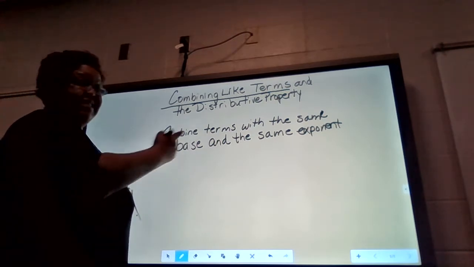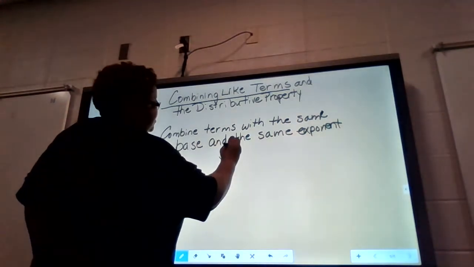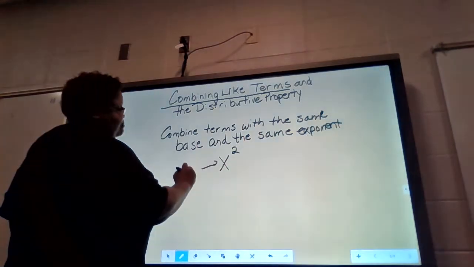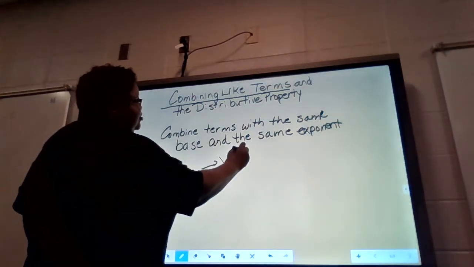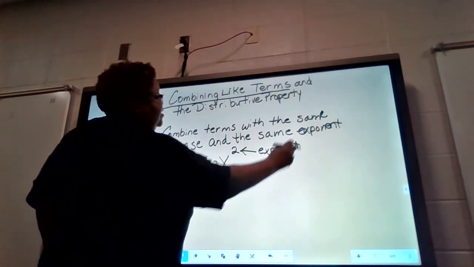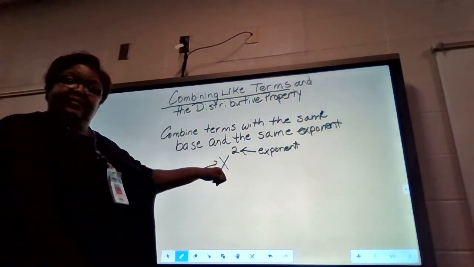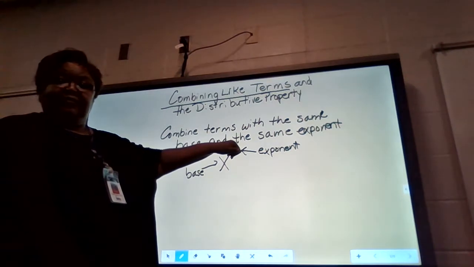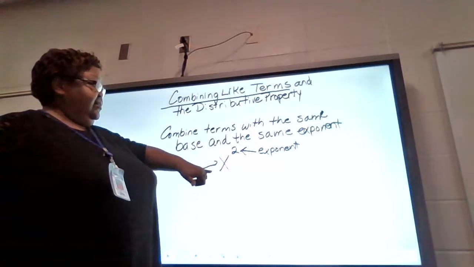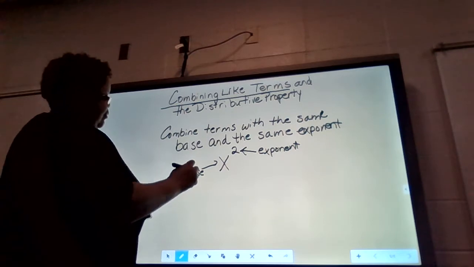Let me explain what base and exponent is. Let me review. So let's say I have x to the second power. X is my base. 2 is my exponent. So I can only combine this to other things that have an x and a 2 in the exponent. It can have a coefficient in front of it, a number in front of it, but I can only combine it with other things that have an x to the second power. So let me show you a quick example.